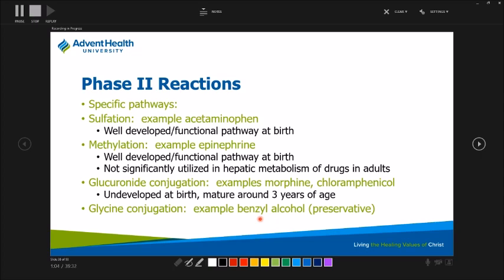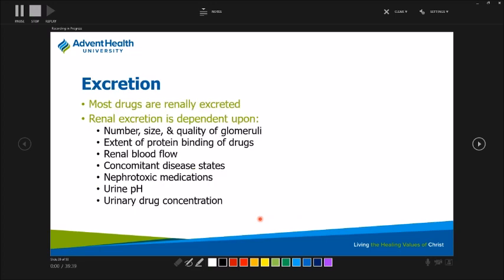Sulfation pathways are extremely well developed as a kid's born, so that helps with Tylenol toxicity. But again, these are just examples. There are plenty of other ones that are out there as well.